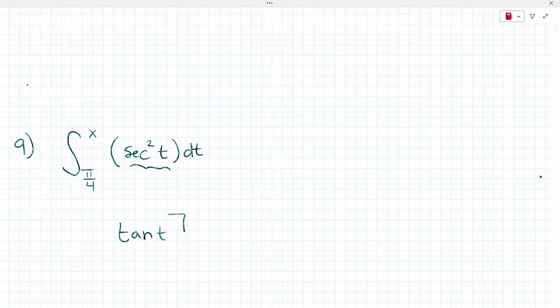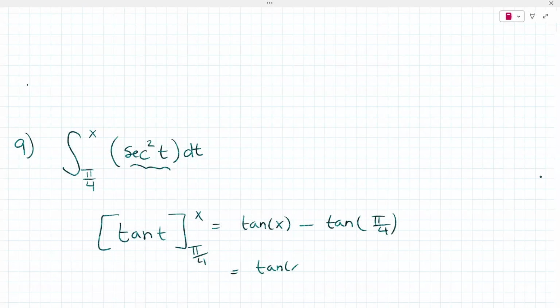And then just apply the fundamentals, so lower to upper. So do upper minus lower, so tan of x minus tan of pi over 4. And tan of x is just tan of x, minus tan of pi over 4, which is 1. Okay, so that was FTC number 1.